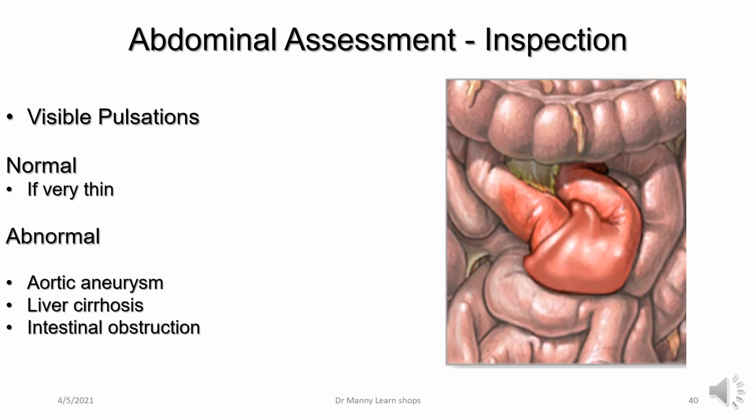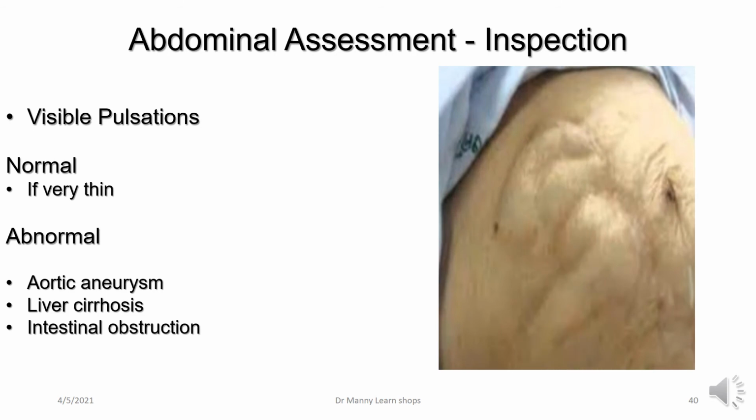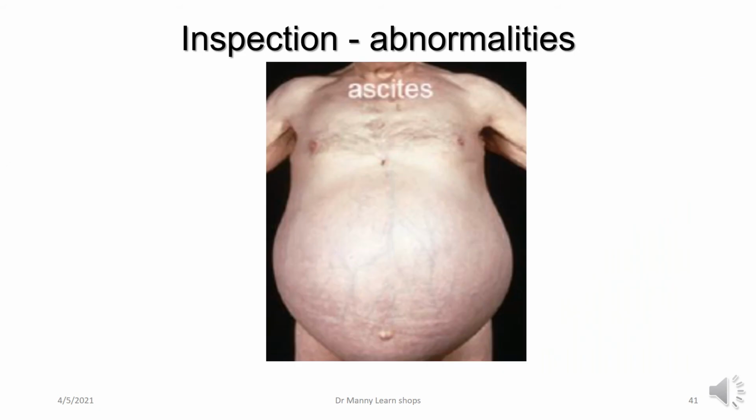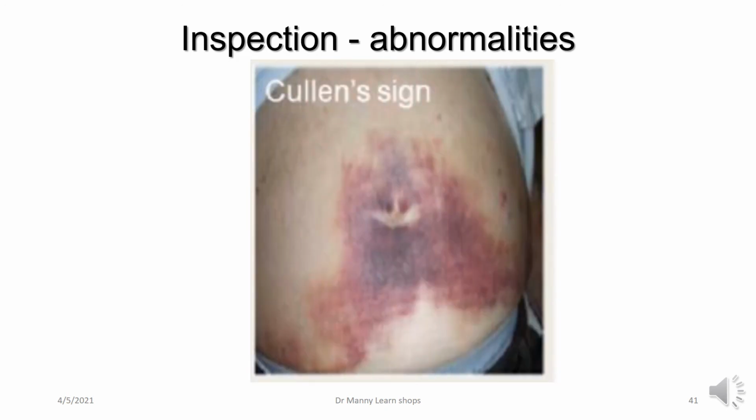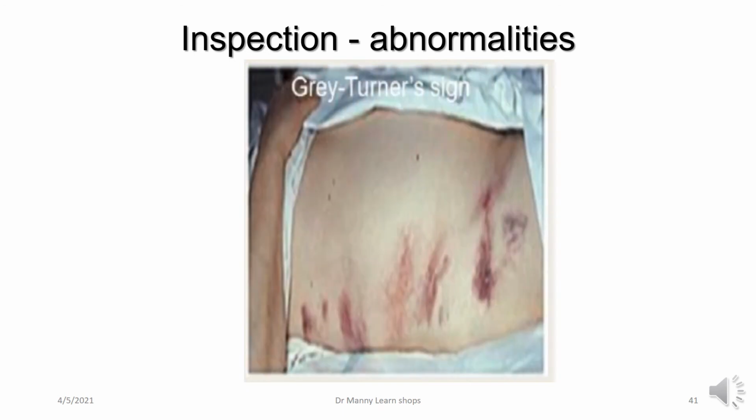Here, this could be related to something like intussusception, where the bowel is obstructed. Here, you can see visible peristaltic movements. You can see the bowel, probably related to an obstruction. You've got abnormalities such as ascites, a very distended abdomen, and all you're doing is inspecting. Then you've got Cushing's syndrome, which can result in certain changes. Cullen's sign, peritoneal bleeding. Grey Turner's sign, intra-abdominal bleeding.